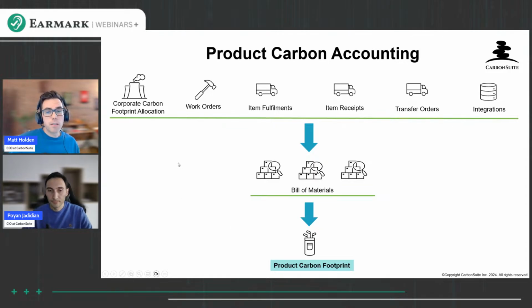I'm not going to spend really any time talking about this today. It's going to be focused mostly on corporate carbon accounting, but just keep this in mind. This is a similar process, but just a slightly different approach. It's looking at individual products instead of the whole company emissions.